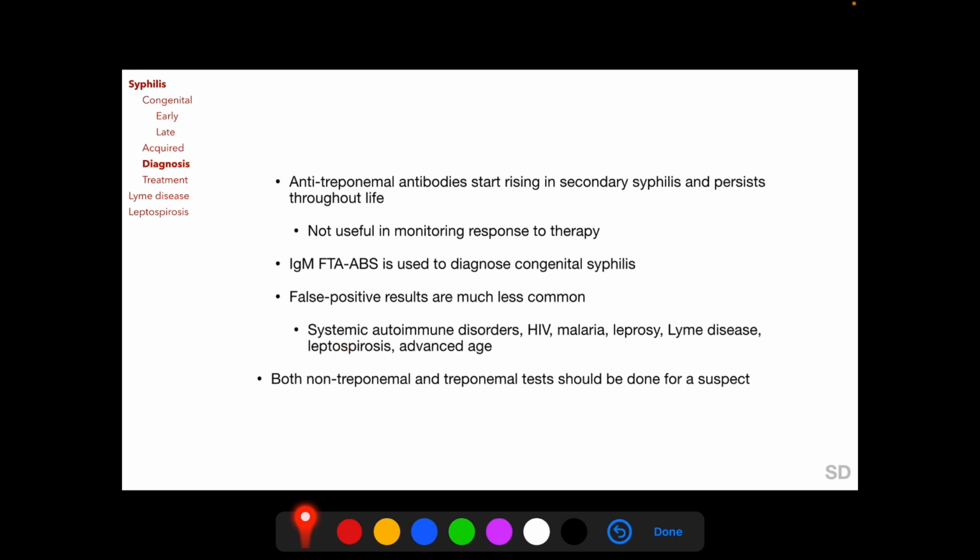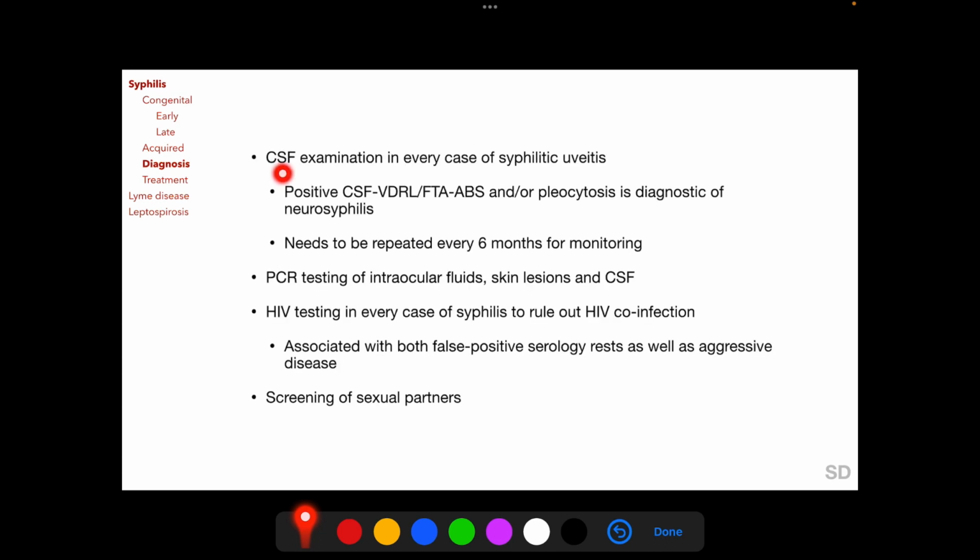Lyme disease and leptospirosis are the two other spirochetal diseases we are going to discuss shortly, and it is recommended that both non-treponemal and treponemal tests be done for a patient suspected of having syphilis. A CSF examination should be done in every case of syphilitic uveitis because syphilitic uveitis is considered a manifestation of neurosyphilis, and a positive CSF VDRL or CSF FTA-ABS and/or positive CSF pleocytosis is diagnostic of neurosyphilis, and this needs to be repeated every 6 months for monitoring relapse of neurosyphilis.